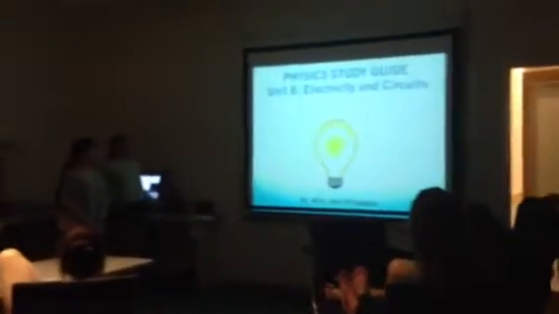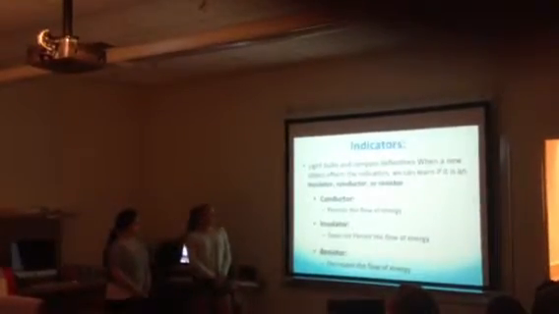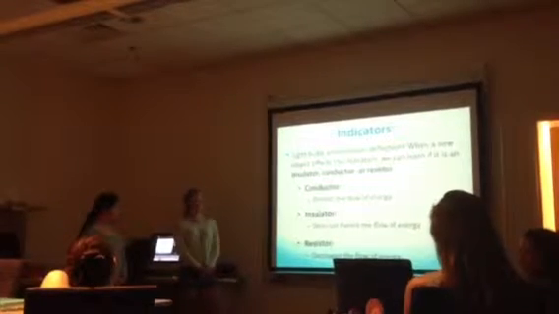Okay, we have Unit 8, Electricity and Circuits. Indicators: light bulbs and compass deflections. When a new object affects the indicators, we can learn if it is an insulator, conductor, or resistor. A conductor permits the flow of energy, an insulator does not permit the flow of energy, and a resistor decreases the flow of energy.